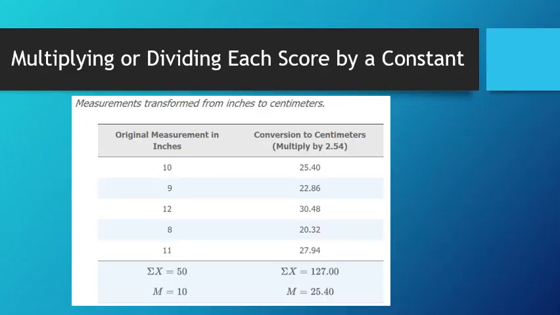Let's talk about multiplying or dividing each score by a constant. This works in exactly the same way. So let's say on the left column here, we had original measurements that were in inches, so 10 inches, 9, 12, 8, and 11, and the mean of those was found to be 10. Well, say we wanted to convert it to centimeters, so we multiplied every single original score by 2.54, and this changed it to centimeters. And now the new mean is 25.40. So notice that by multiplying every single score by 2.54, this also multiplies the mean by 2.54. So the original mean of 10 multiplied by 2.54 gives you a new mean of 25.4.